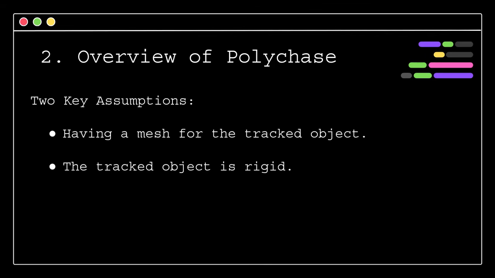We make 2 core assumptions. First, you already have a 3D mesh of the object you want to track. The more accurate, the better. And second, that object is rigid, meaning it doesn't bend, squash, or deform. It merely translates and rotates. These assumptions simplify the tracking problem and allow for very fast and accurate results.